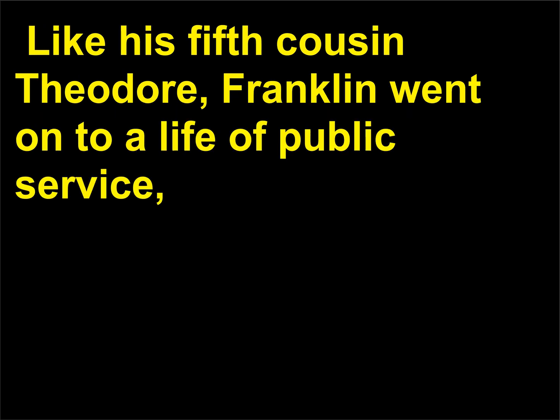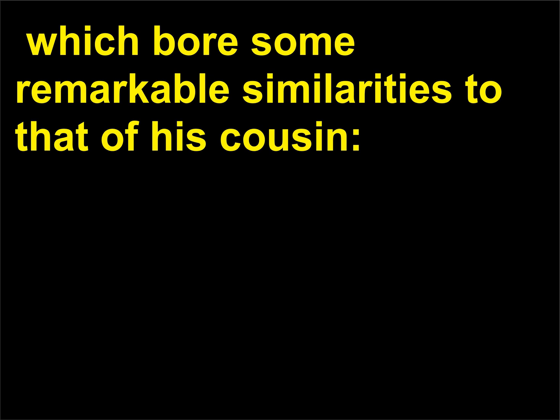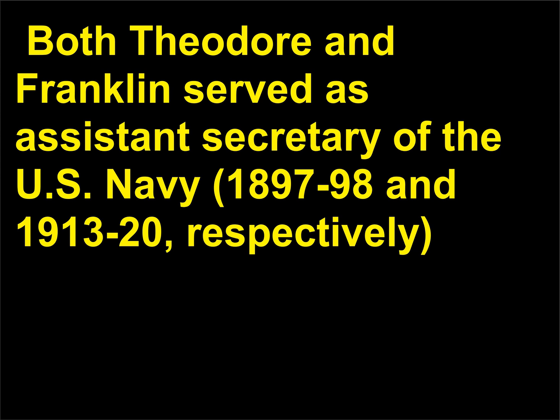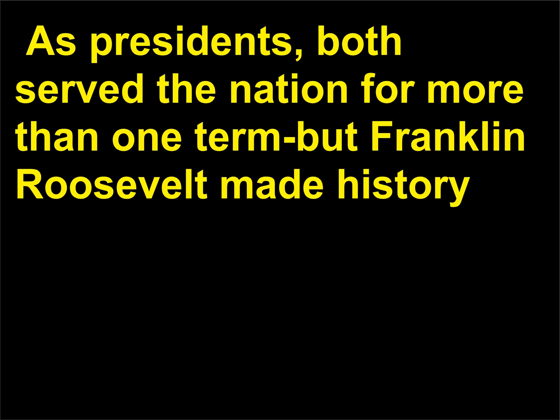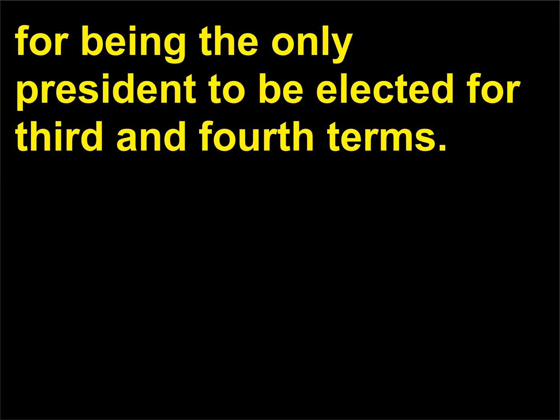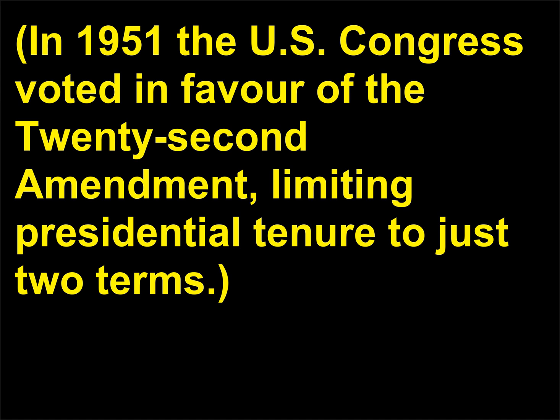Like his fifth cousin Theodore, Franklin went on to a life of public service, which bore some remarkable similarities to that of his cousin. Both Theodore and Franklin served as Assistant Secretary of the U.S. Navy, 1897–98 and 1913–20, respectively, and both were governors of New York, 1899–1900 and 1929–1933, respectively. As presidents, both served the nation for more than one term, but Franklin Roosevelt made history for being the only president to be elected for third and fourth terms. In 1951, the U.S. Congress voted in favor of the 22nd Amendment, limiting presidential tenure to just 2 terms.